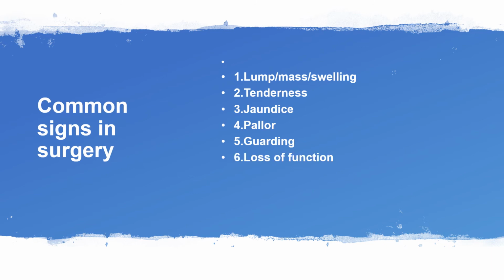Loss of function with pain, for example in the leg, swelling of the leg, unable to use the leg, so that is loss of function. Edema over the legs and ascites in the abdomen are other important signs that are seen on and off in our surgical patients. Next, the nutritional status: wasting, emaciated, cachectic, and massive loss of weight. These are important signs to look for in surgery patients.